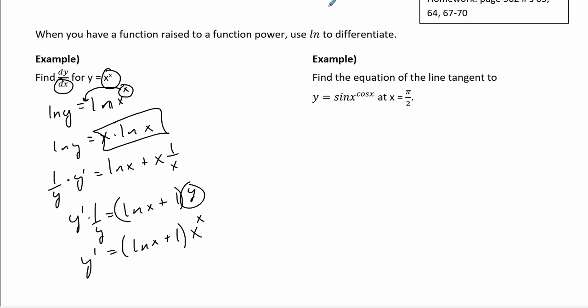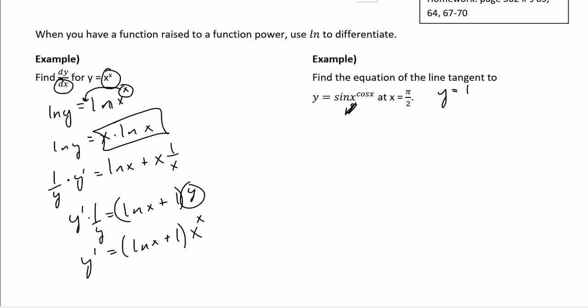Okay, let's work on the last one. Alright, in the second one here, we want to find the equation of the line tangent. So there's a lot of stuff we've got to do here in order to find this effectively, and then plug in pi over 2. So I'm going to plug in pi over 2 now to find the y value. Sine of pi over 2 is 1. Cosine of pi over 2 is 0, so 1 to the 0 power is just 1, so y is equal to 1. So that's pretty easy right there.